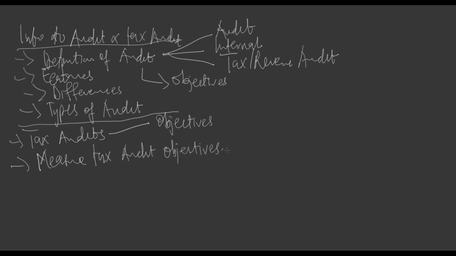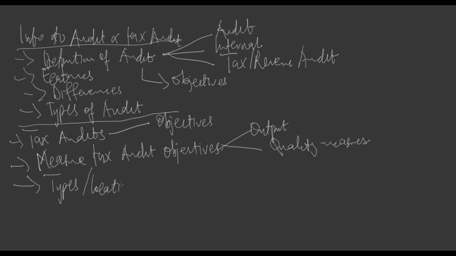Very important. Okay, so are you using output measures or are you using quality measures, okay? So there are a lot of measures that we use to measure whether tax audit objectives have been achieved. So these are the things that you have to actually focus on most of the time at this level. Then from there, you look at the various types or the location of tax audits, okay?